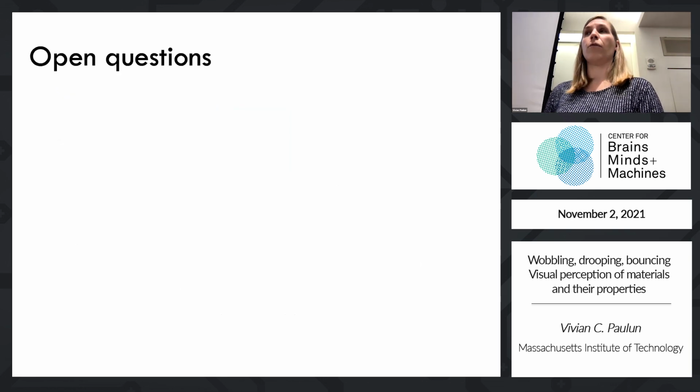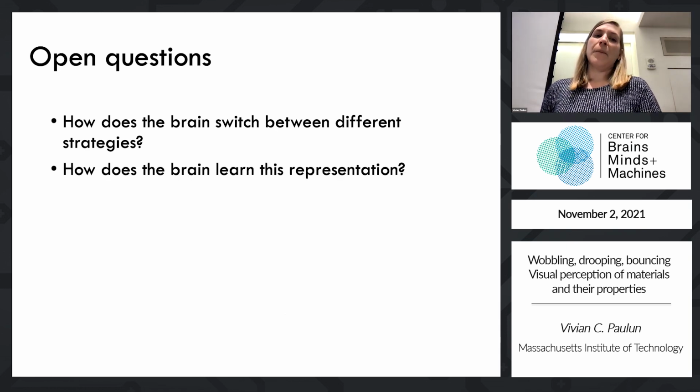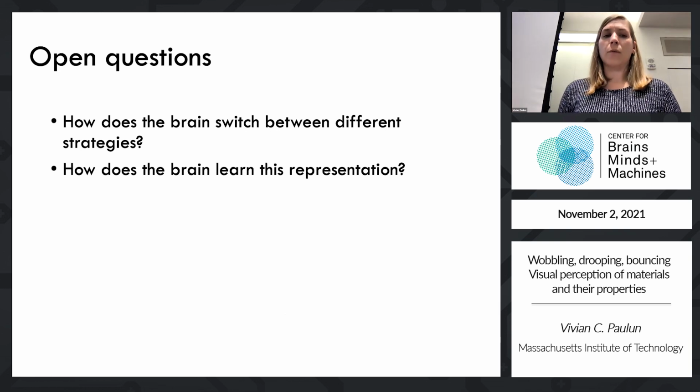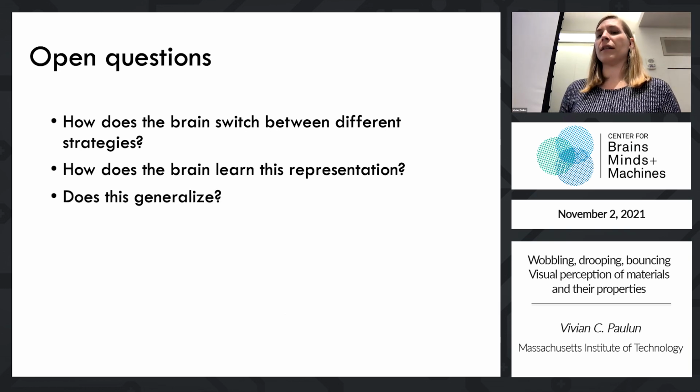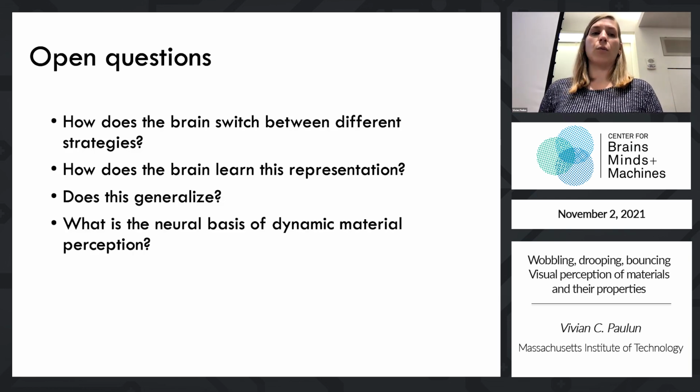And there are, of course, a lot of open questions. For example, how the brain switches between these two strategies. We did not explicitly model this here, so I think that's a missing bit. Also, how the brain learns these representations in the first place, and whether our results generalize to other scenes or properties or objects. And then also, what is the neural basis of dynamic material perception?